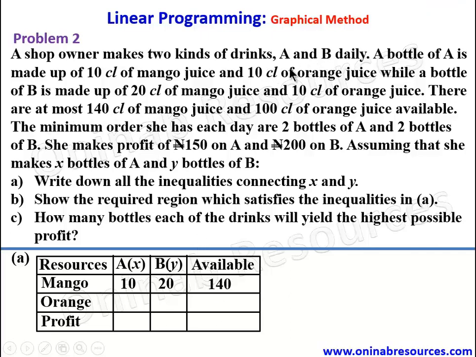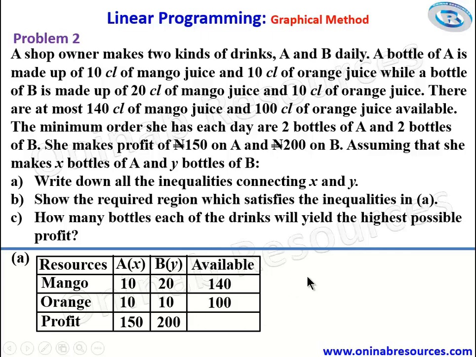For orange juice, A requires 10 centiliters, and B also requires 10 centiliters, so we have 10 here. The total centiliters of orange juice available is 100. She makes 150 naira from A and 200 naira from B.